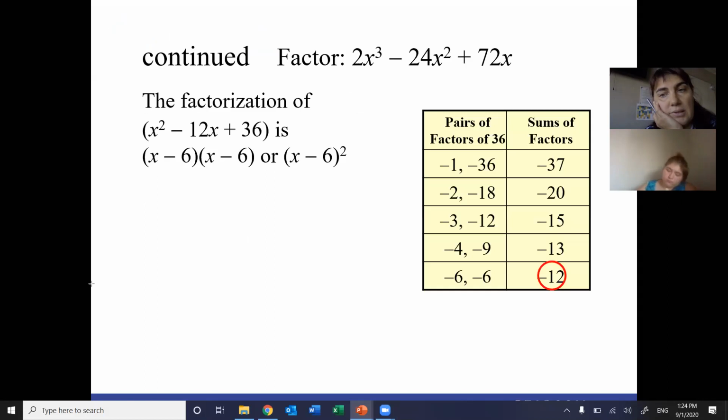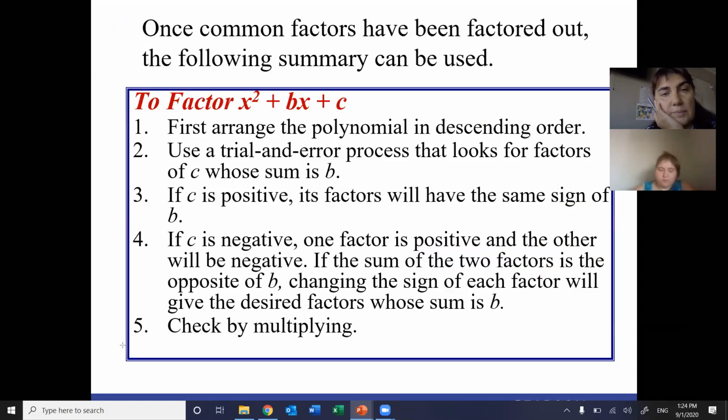Okay, they found the common factors. Okay, so these are the general rules. You can look at them later. This is what we went over. This is a summary of it, how to factor.